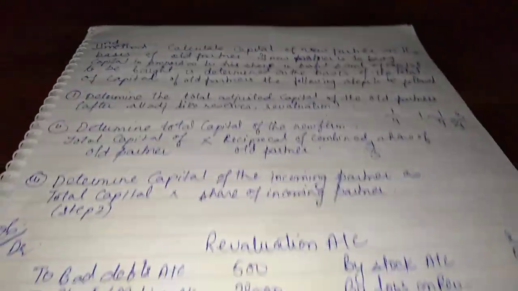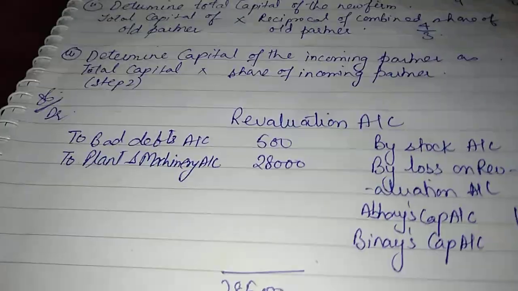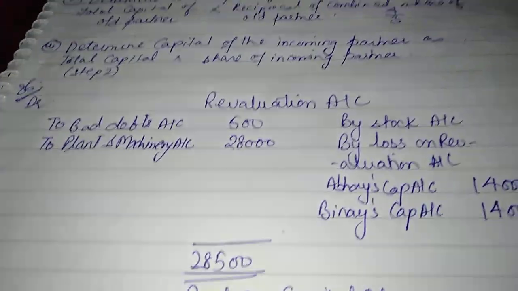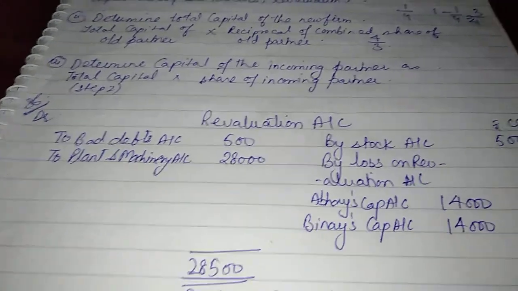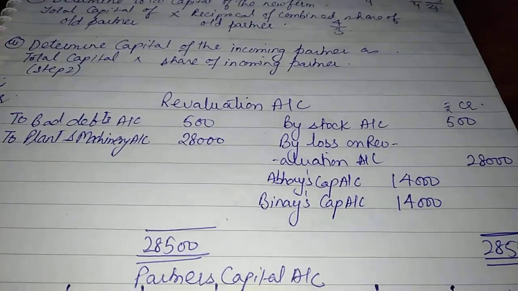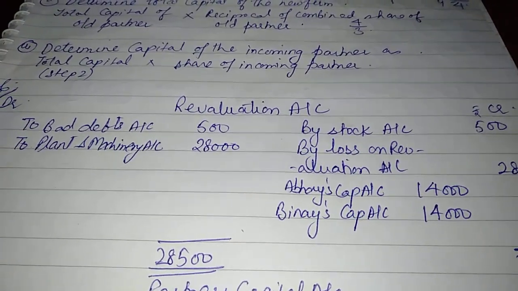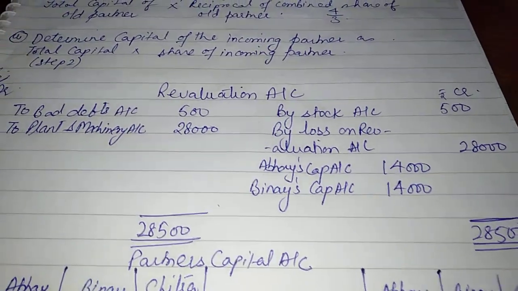So see, the revaluation account. I have solved a sum for you, sum number 86 from your book. See the revaluation account here. In this sum, there were two partners, Abhay and Binay, and they admitted Chitra for 1/4 share. Firstly, there are a few adjustments. Their stock has increased by 2,500. 8,000 stock was taken over by the partners. Total stock was 10,000, and the stock increased to 10,500. So 500 increased by stock account.